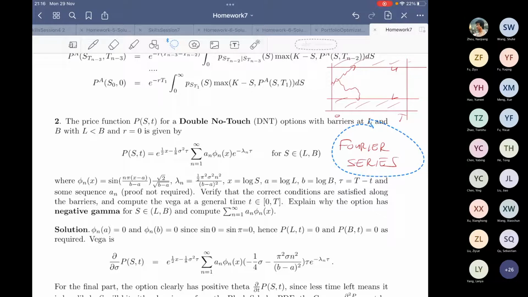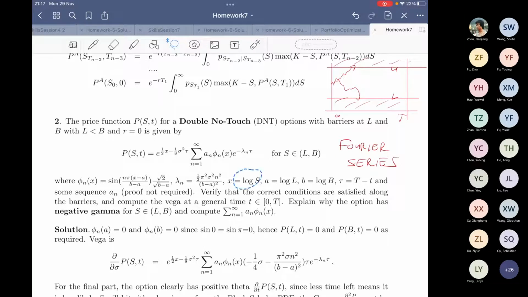But yeah, so it turns out that the price function for a double no touch, if the current stock price is S at the time t, is given by this expression here. Okay, so these phi n's, this is a Fourier series, so it has sine functions there. It has these lambda functions that you can think of as eigenvalues. But again, don't worry about that.